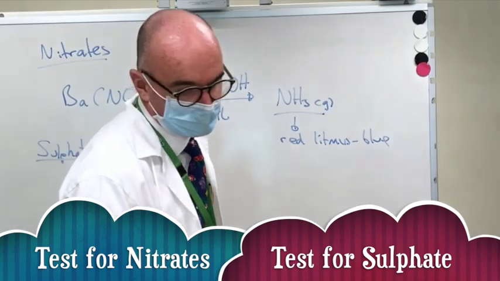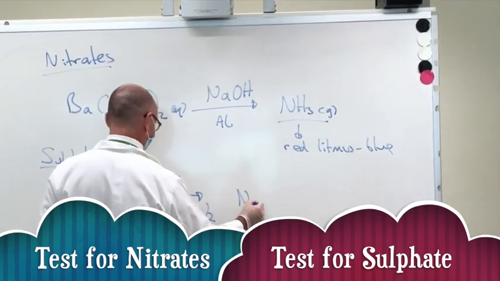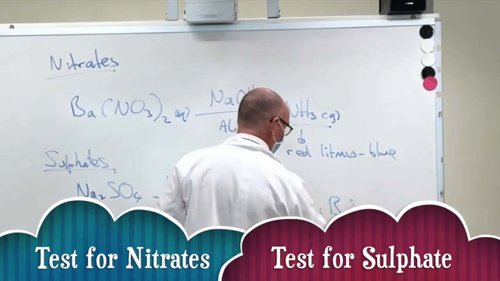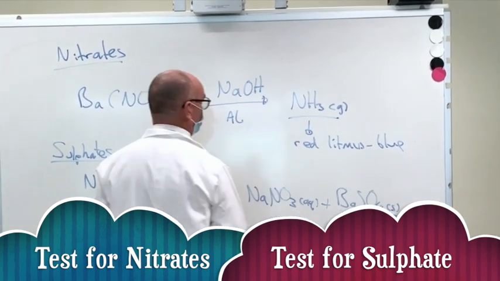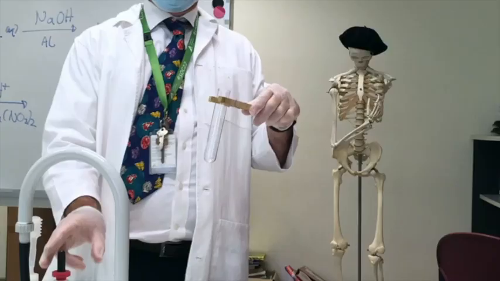Sulfates, we react with a barium salt. I'm just checking there, I think it's barium nitrate we are using. Yes, it is. And you will get an insoluble precipitate of barium sulfate, which is white and is a positive test for sulfates. Let's see the reaction.